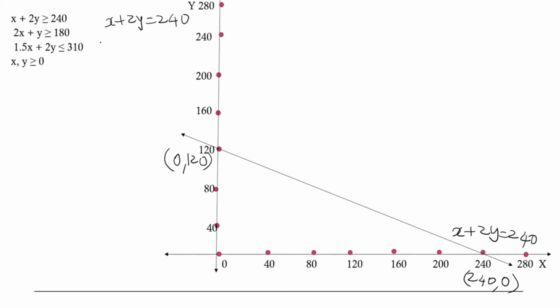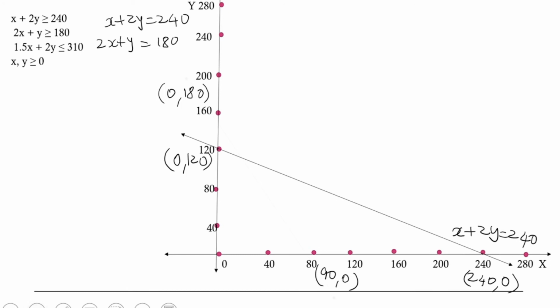The next equation is 2x plus y equal to 180. When x is 0, y is 180, so this is the point 0 comma 180. When y is 0, x is 90. The point is somewhere here. So this is 90 comma 0.